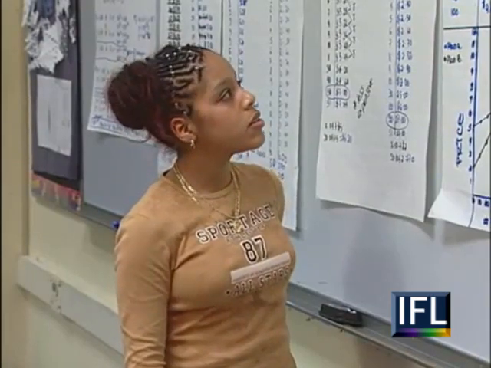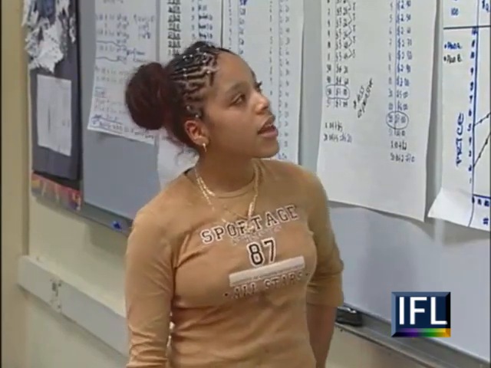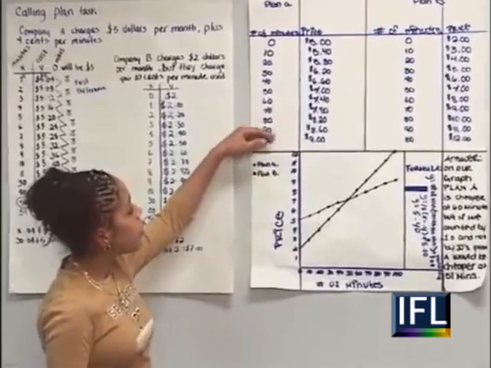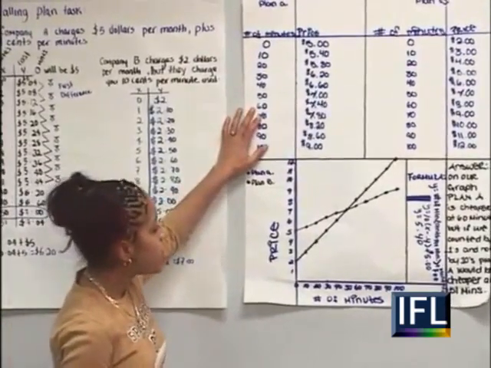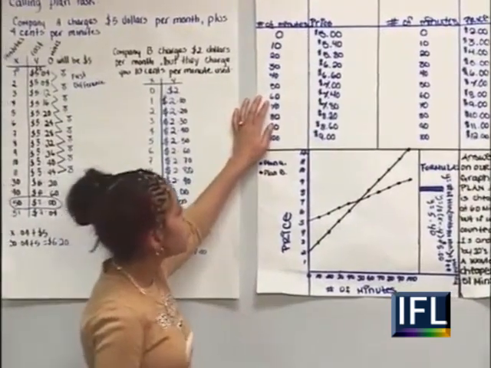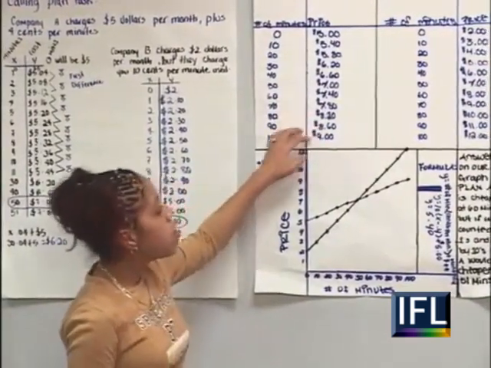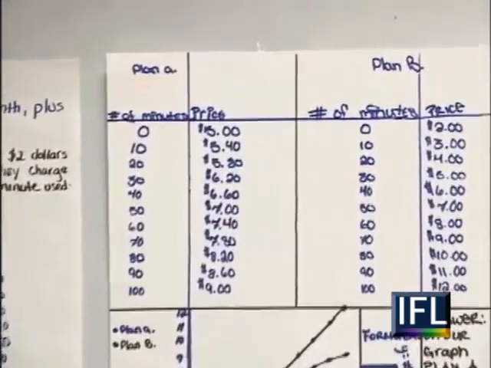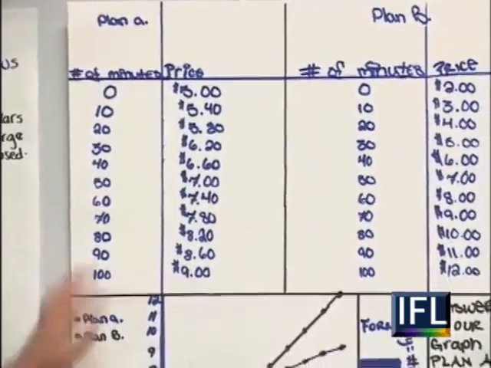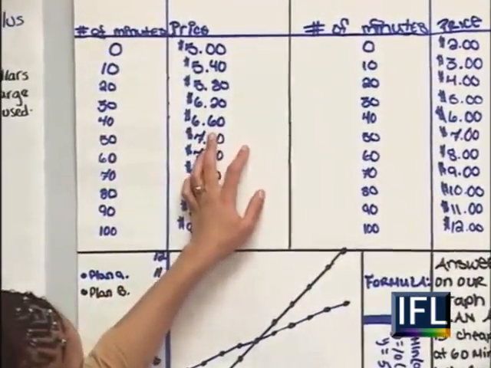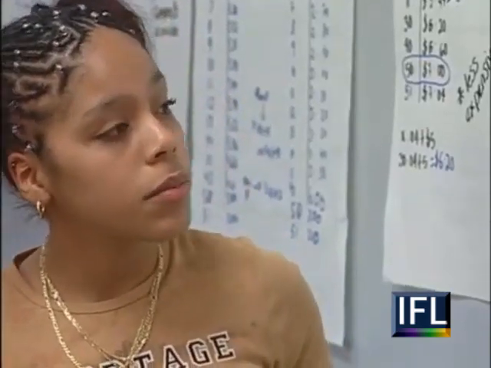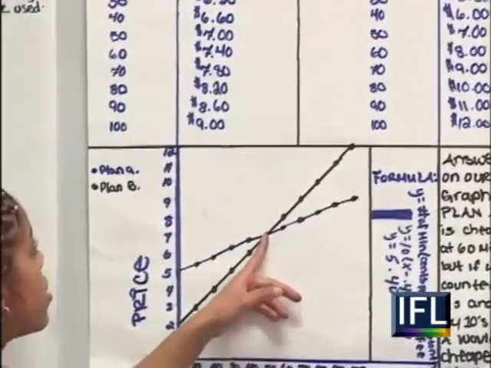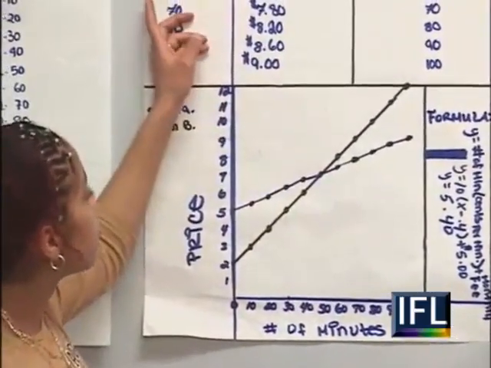And after 50 minutes, plan A started getting cheaper. By going by 10s, we found that 60 minutes was where plan A was cheaper than plan B. But that wasn't the first number where it got cheaper. So then we went to 51, the number after they both were equal, and that was where plan A started getting cheaper than plan B. Then we made a graph showing where both the plans meet, and that's at $7, which is 50 minutes.